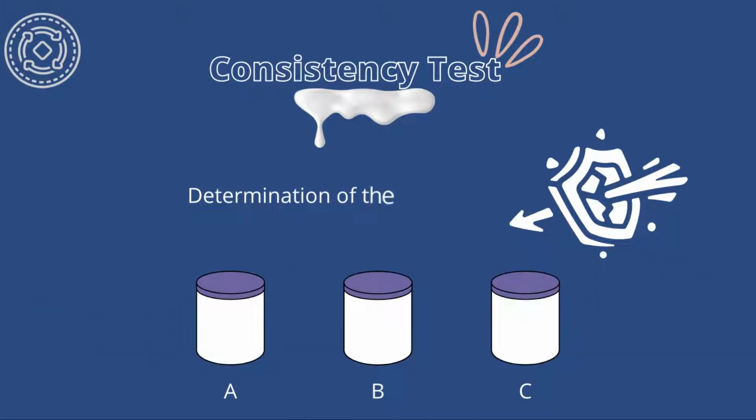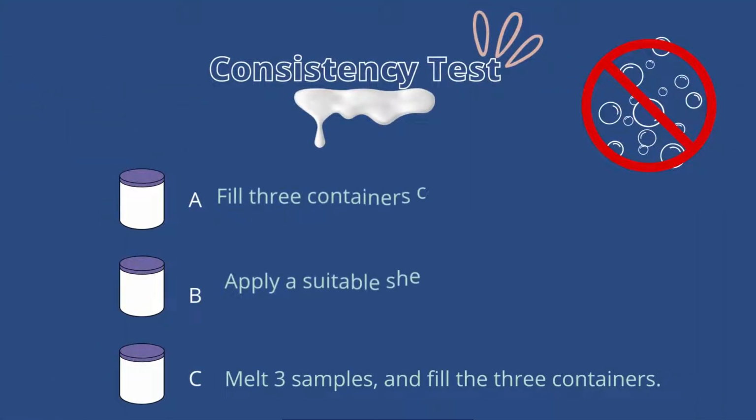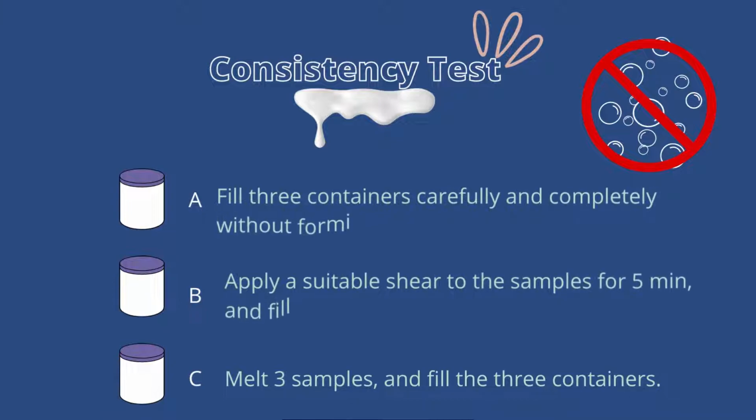Consistency test. Determination of the penetration. Prepare 3 samples. A. Fill 3 containers carefully and completely without forming air bubbles to obtain a flat surface. B. Apply a suitable shear to the samples for 5 minutes, then carefully and completely fill 3 containers without forming air bubbles. C. Mill 3 samples, then carefully and completely fill the 3 containers without forming air bubbles.